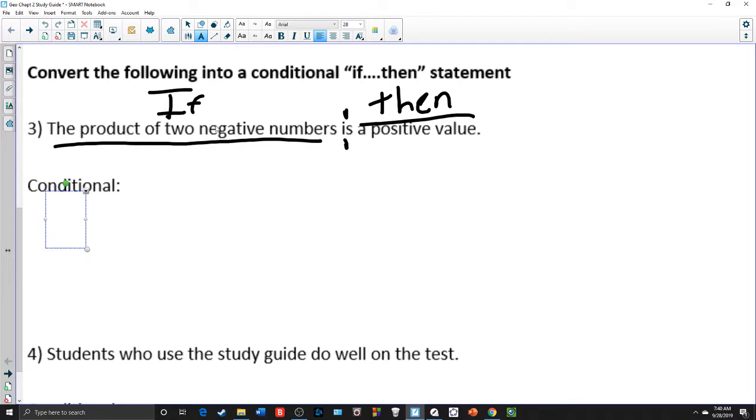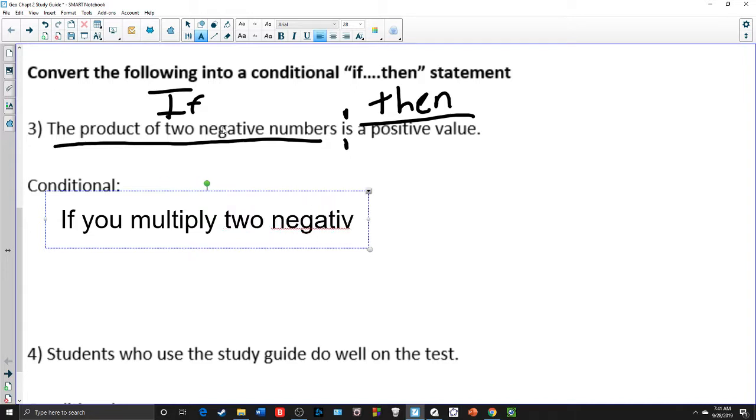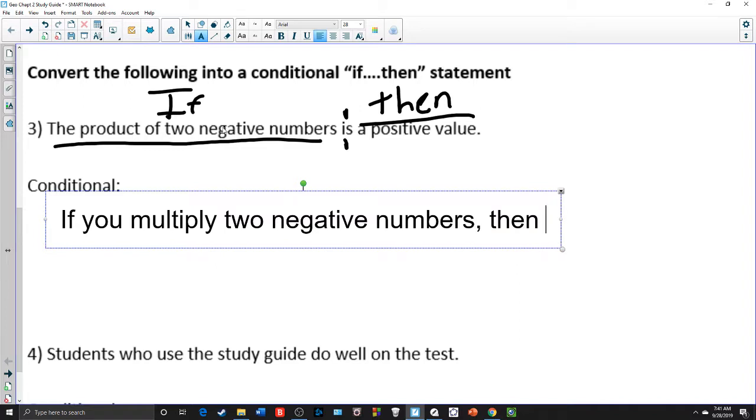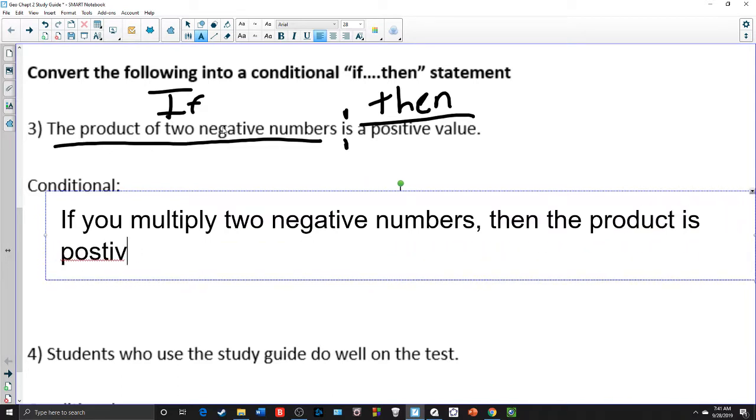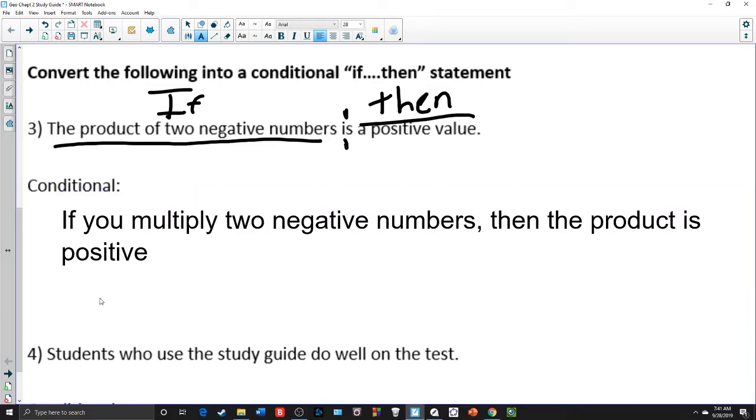So if you multiply two negative numbers, because that's what it means to get the product, right? So if you multiply two negative numbers, then it says a positive value. Well, it was talking about the product being a positive value. So then the product is positive. So if you multiply two negative numbers, then the product is positive.